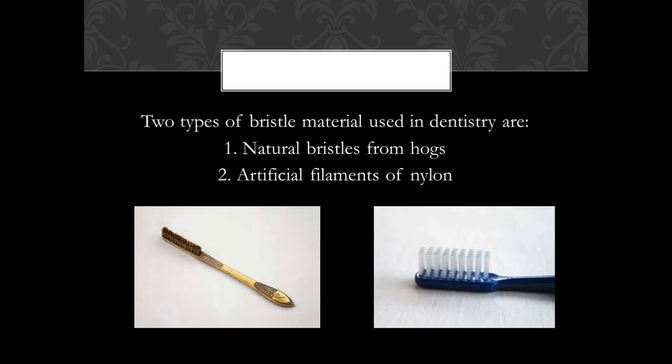And the two types of bristle materials used in dentistry are natural bristles from hogs, which, as I have already told you, is nothing but a domesticated pig. The hair of this hog is used in making natural bristles for toothbrushes. And the other is artificial filaments of nylon, which is commonly used. We will be using this commonly.